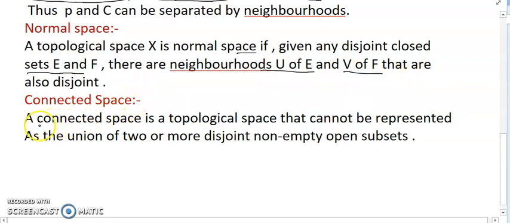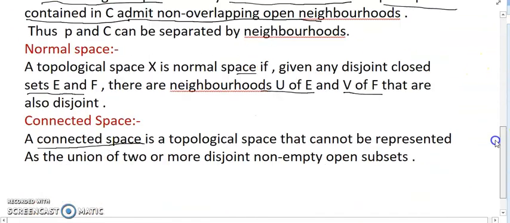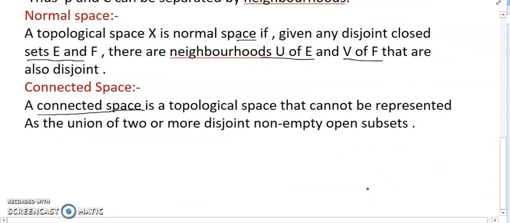Connected space. A connected space is a topological space that cannot be represented as the union of two or more disjoint non-empty open subsets. So friends, I hope I gave all the definitions for your understanding. Let's start our problem. Let's solve our problem.